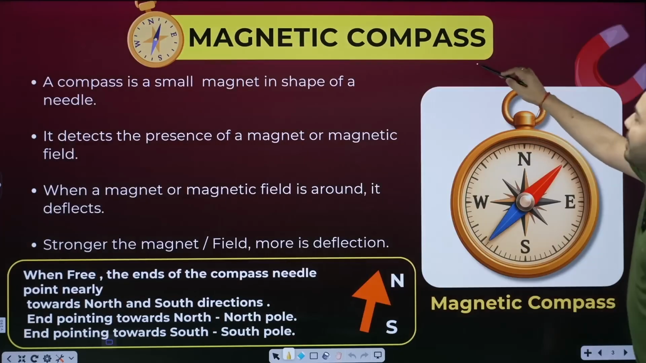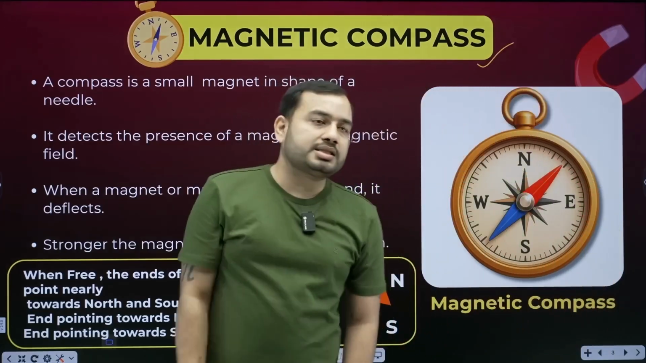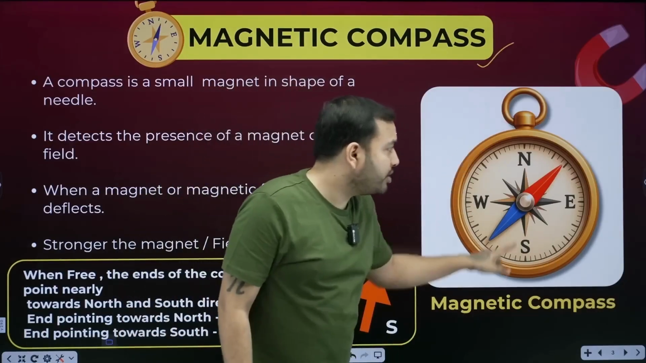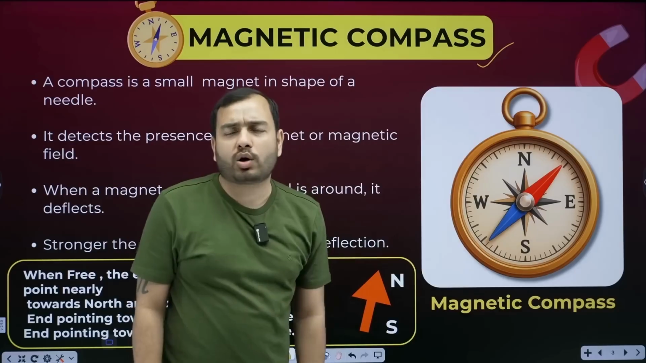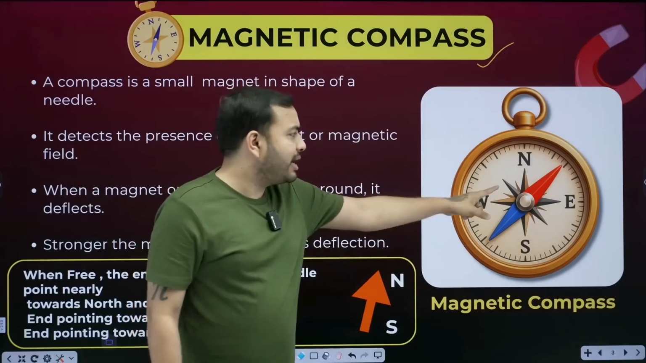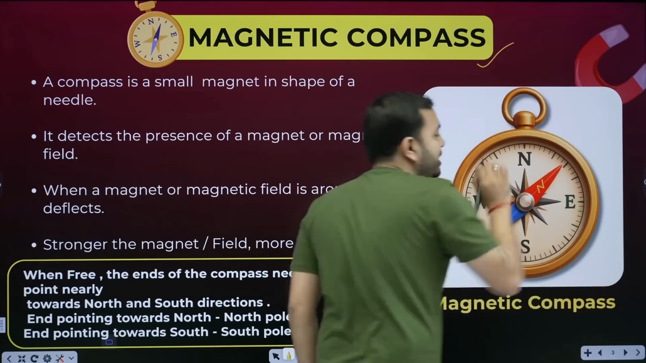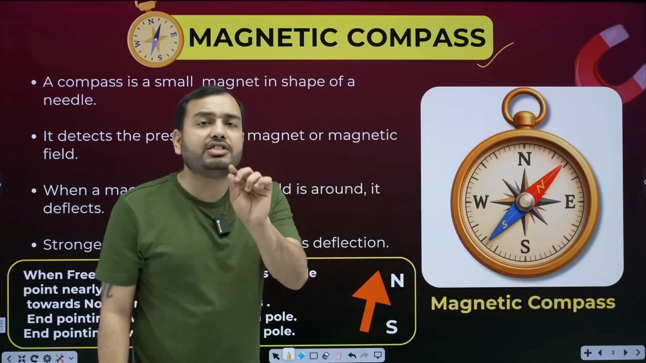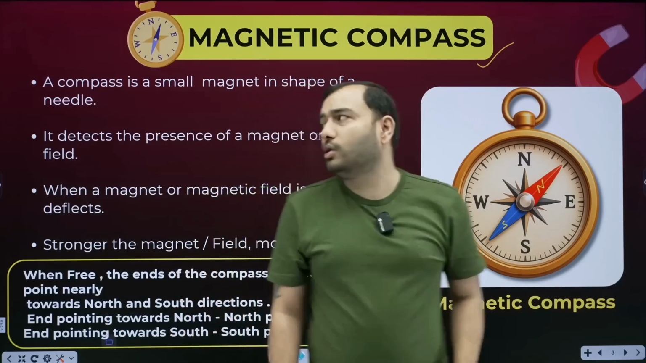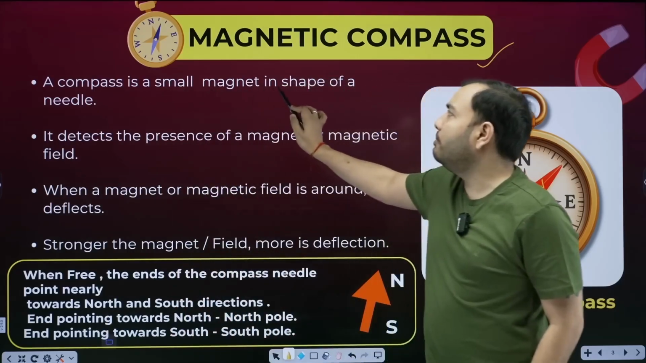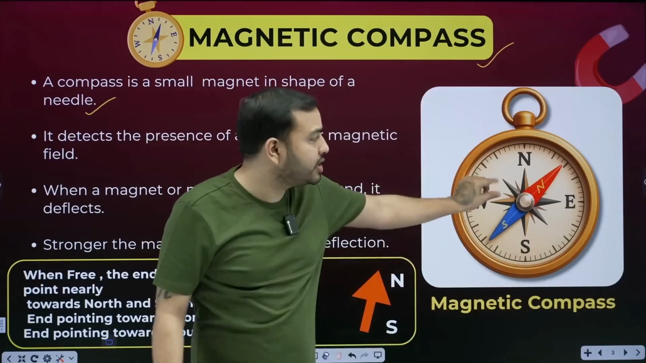A device that comes up is the magnetic compass. Its use is very frequent in this chapter. What is a magnetic compass? It's a round shaped thing. Directions are written on it. Inside it there is a small magnet. This magnet's north pole is this and the south pole is this. This magnet is the shape of a needle. A needle shaped magnet is fitted like this. So a compass is a small magnet in the shape of a needle.